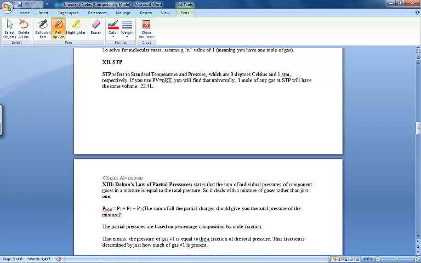So in short, the pressure of gas 1, and the second gas, and the third, and the fourth, and the fifth component gas will give you the total pressure of the gas. And that is based not only on the percentage composition, but also on the mole fraction of that particular gas.